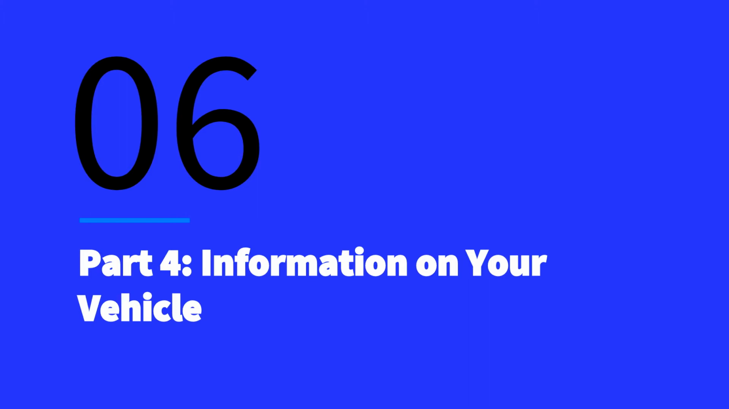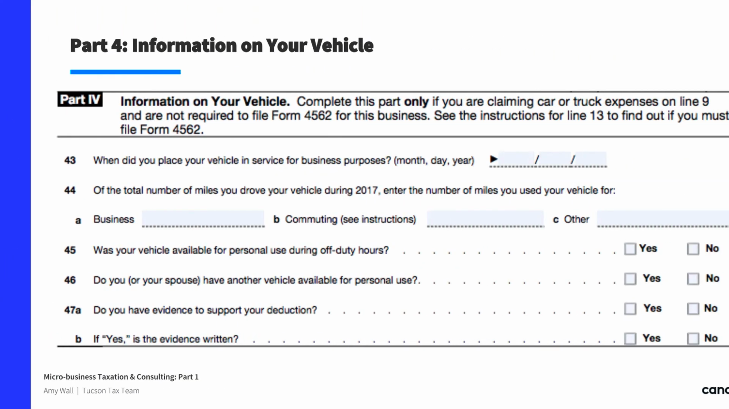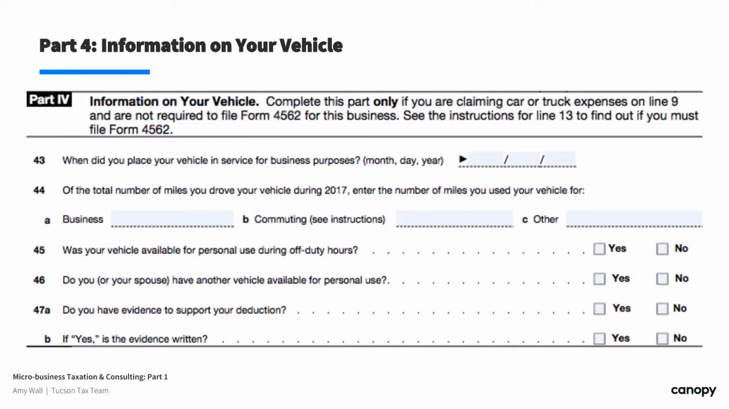So Part 4 of the Schedule C collects information from sole proprietors who are using their vehicles for business purposes and want to deduct mileage, which I'm going to say is probably most of our micro businesses. So here's what Part 4 looks like. This is where we record the information for the client who is taking the standard mileage deduction. The lines for commuting and other, if all we're doing is taking business mileage, there's not a ton of point to that. It's helpful if we're also going to take percents of interest and other expenses. But if it's purely going to be standard mileage, then we really just need the business mileage on line 44A.